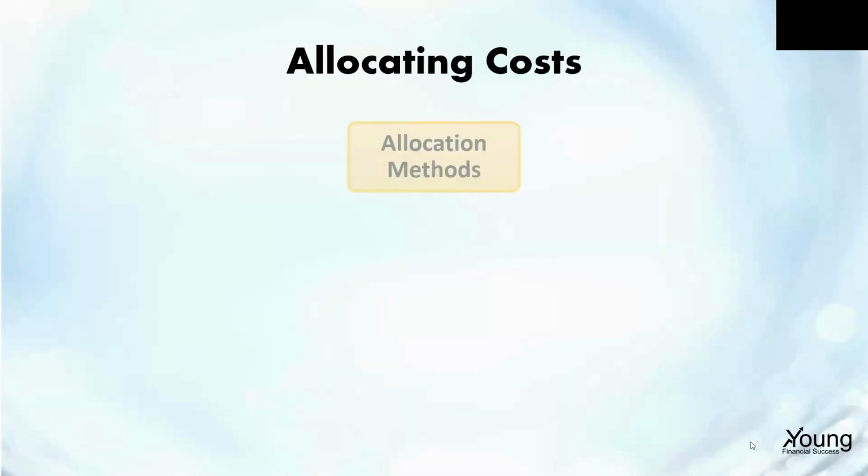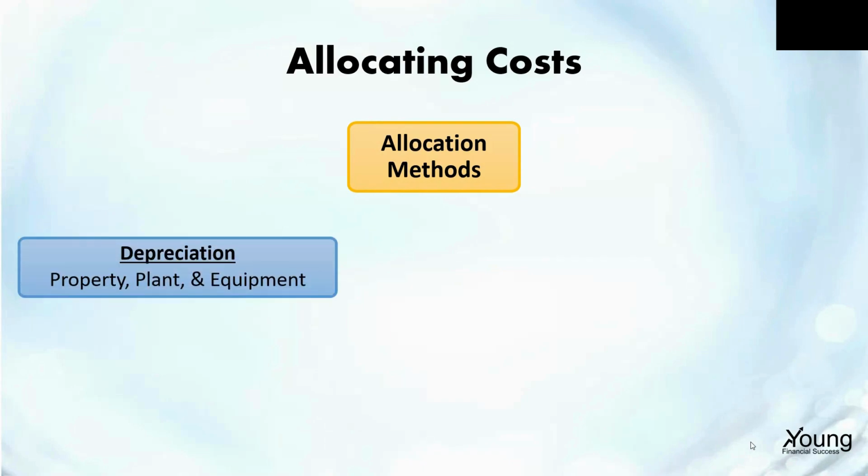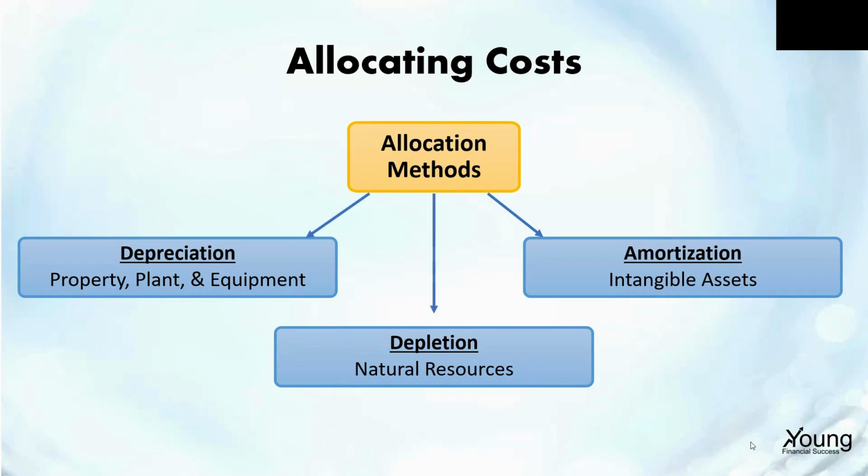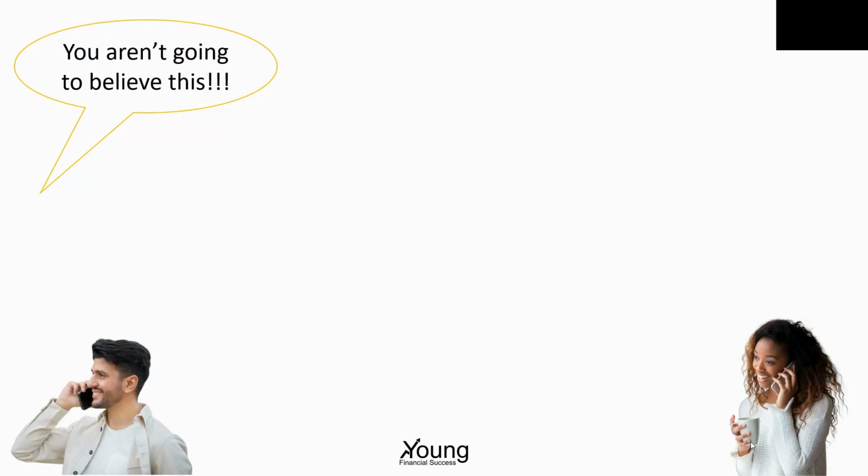First, let's look at allocating the cost. So we have different allocation methods. For property, plant, and equipment, we depreciate those assets. So you've seen that even in financial accounting, and we're going to talk about depreciation methods in this video. But then we have depletion of natural resources. Same idea, but treated just a little bit different. So we're going to look at that in a later video. And then we have amortization of intangible assets, which is treated basically like straight line depreciation. So we're going to cover all of that throughout the next few videos for Chapter 11.